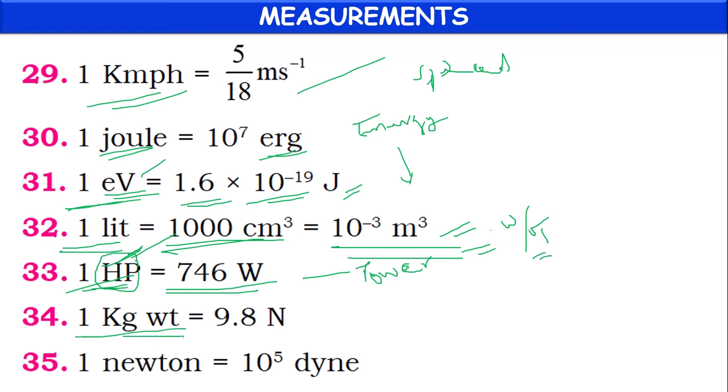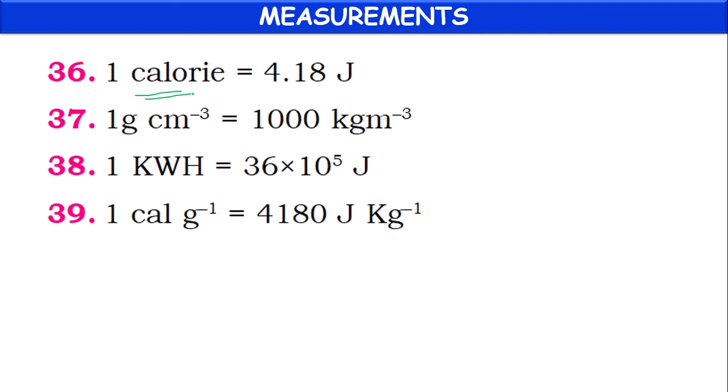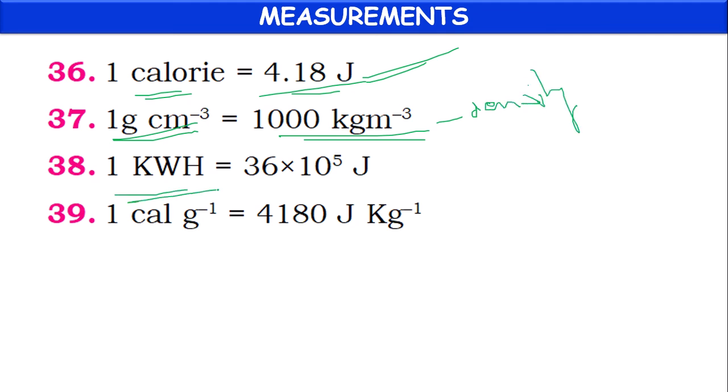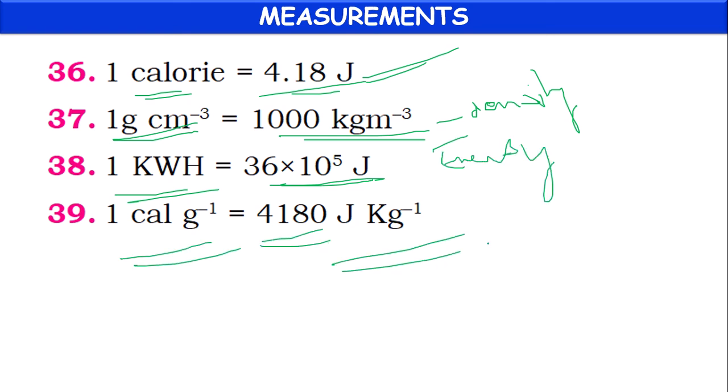1 kg weight is 9.8 newtons. Units of force. 1 newton is 10 power 5 dynes. 1 calorie is 4.18 joules. Energy units. 1 gram per centimeter cube is 1000 kg per meter cube. Units of density. 1 kilowatt hour is 36 into 10 power 5 joules, units of energy. 1 calorie per gram is 4180 joule per kg.